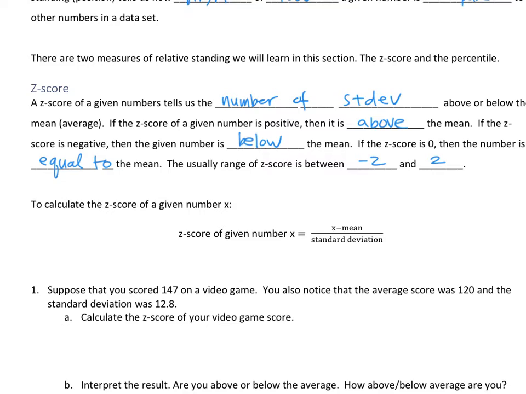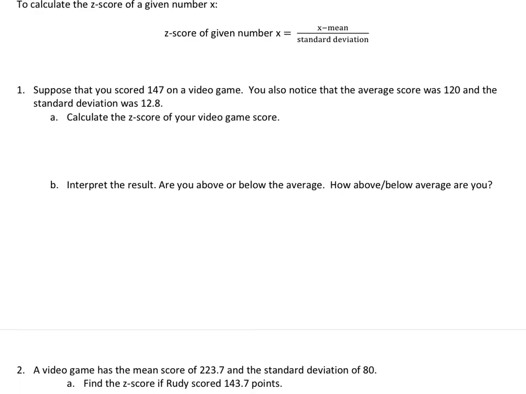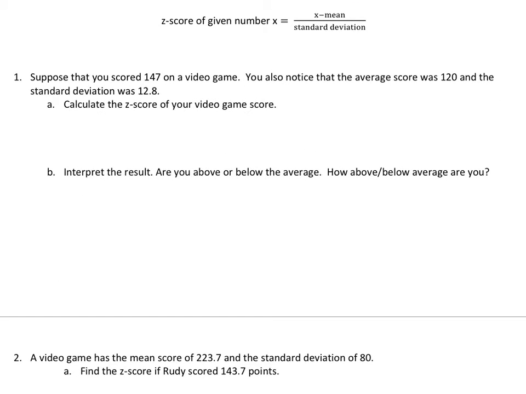All right, let's look at number one. Suppose that you scored, so same example, you scored 147 in the video game, and you also notice the average score was 120. So already I'm looking at it, like, oh, I did better than the average. So how well off of average am I? I'm going to have to look at the standard deviation. The standard deviation was given as 12.8. So calculate the z-score of your video game score.